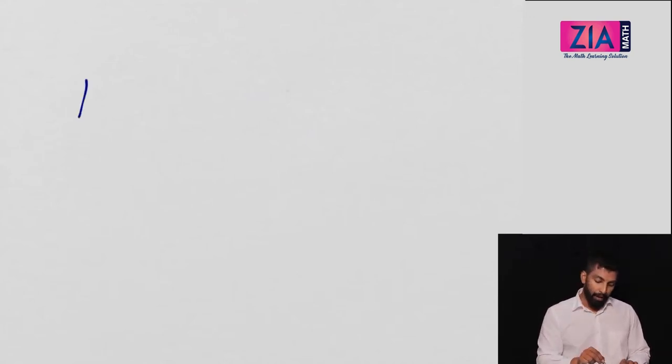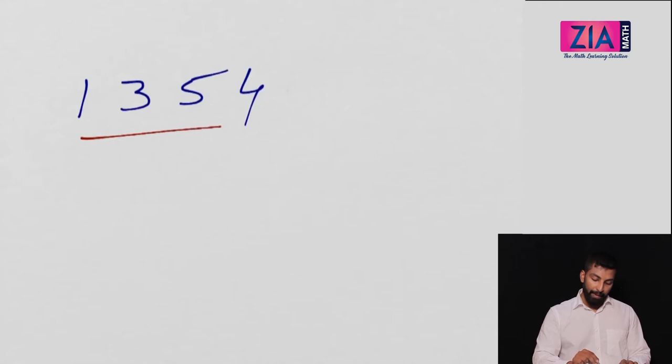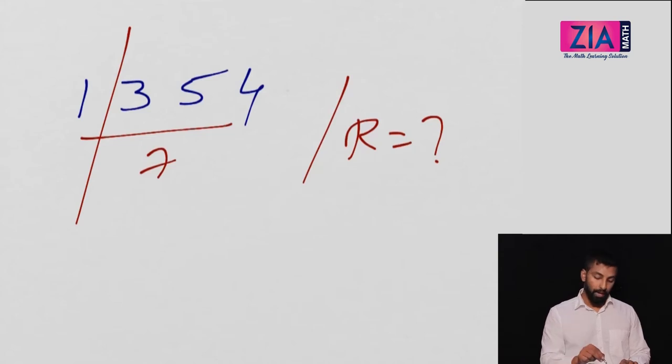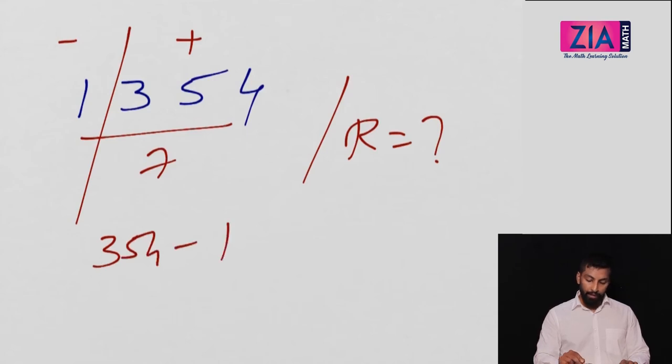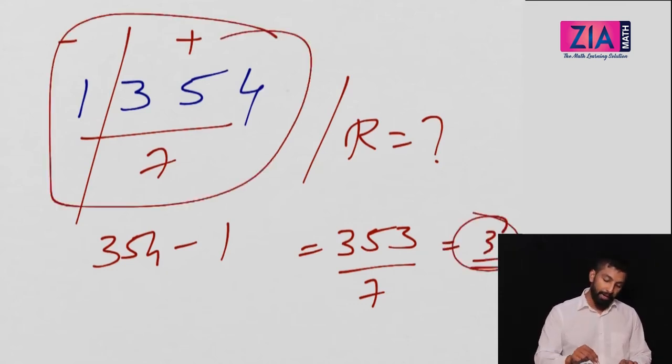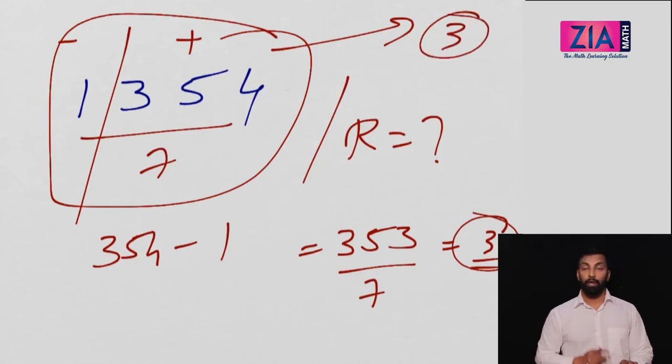Now you may have a doubt: what if I am not able to group it into triplets perfectly? Let's take one example, 1, 3, 5, 4. You divide by 7 and see what the remainder is. You can do it manually also, but I'm just taking a simple number so that you understand better. So you group into groups of triplets from the rightmost side. I got only one group whole and one extra. Put plus minus signs. So you have 1 plus, 1 minus, take the difference, means 354 minus 1, you get 353. So you can divide 353 by 7, see what the remainder is. 3 is the remainder. And 3 will be the remainder if you divide the bigger number with 7. This case also 3. So I hope you understood this.